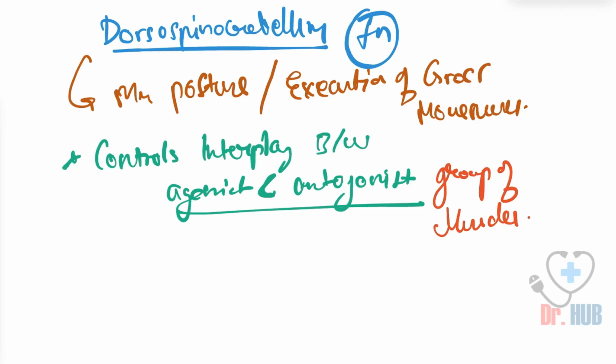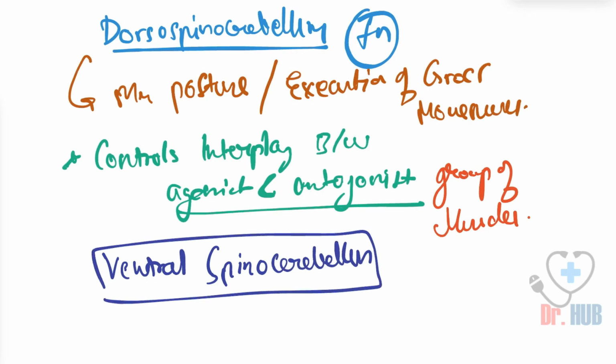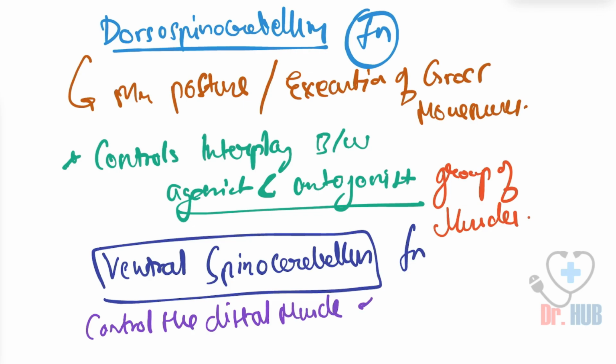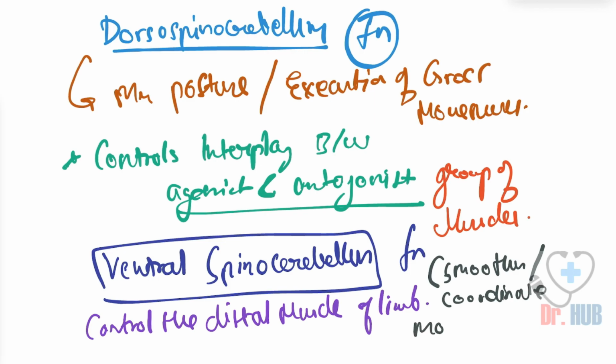The next question we asked was, in case of the ventral spinocerebellum, what is the function? So here what we saw is there is control of the distal muscles, and this is of the limb. And it smoothens as well as coordinates the movements.